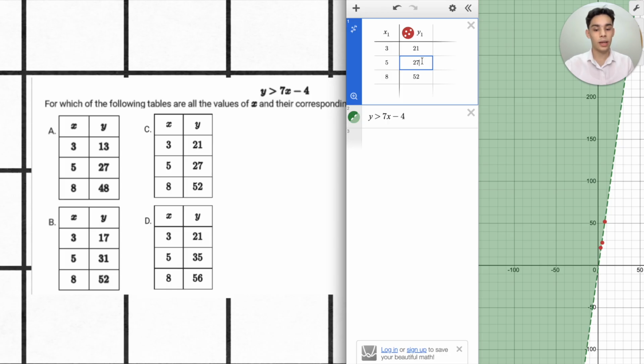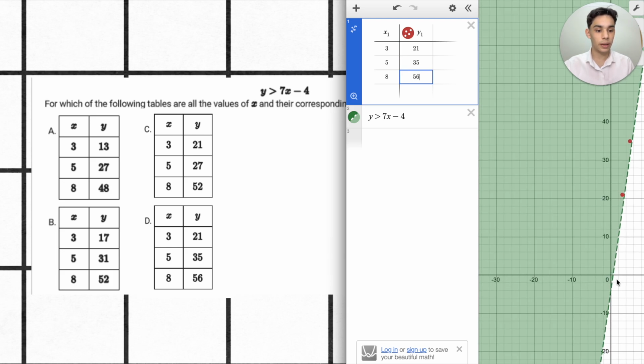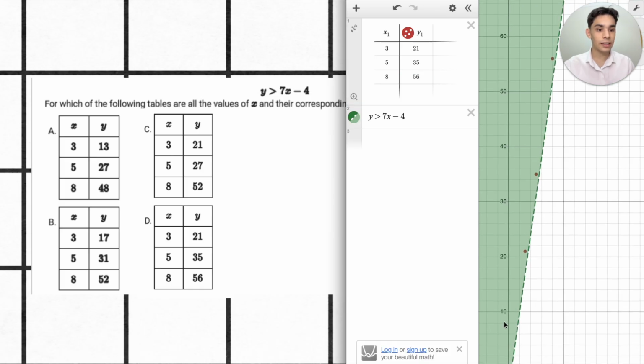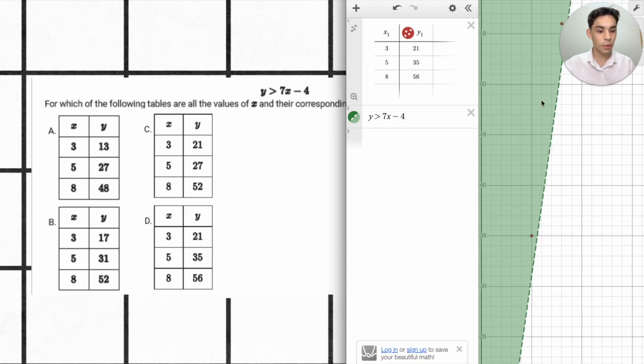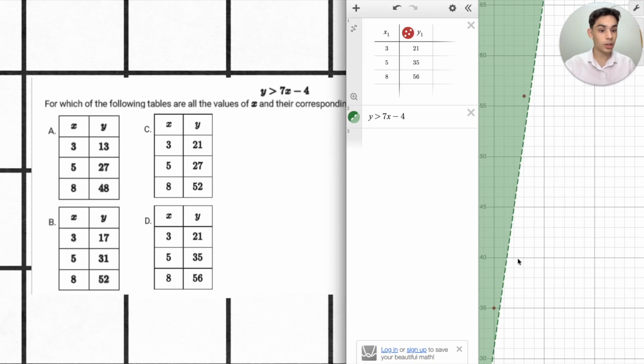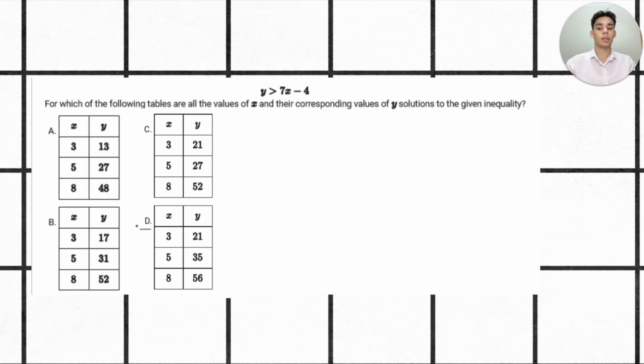We have only answer choice D left. So let's check it. It will be 35 and 56. And if we zoom in, as you can see, in this case, these three dots are not touching the borders. They might look like they're touching, but they're not. So answer choice D is our correct answer.